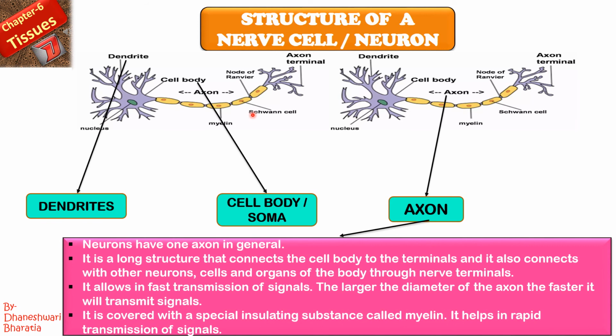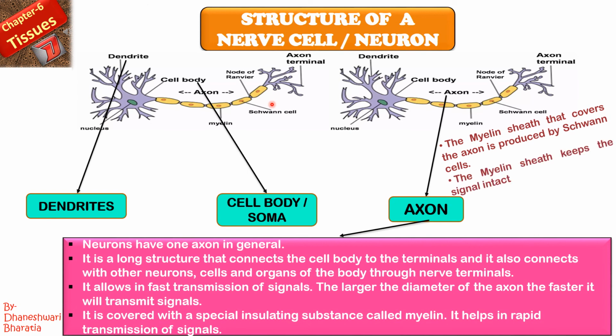It is covered with a special insulating substance called myelin. You can see this yellowish layer. Now what is the significance of this myelin and Schwann cell? The myelin sheath covers the axon and is produced by the Schwann cell, and this myelin keeps the signal intact. Whichever electrical impulses are produced here will be passed on to this axon terminal only. They will not go here and there because of this myelin sheath. Am I clear, beta?